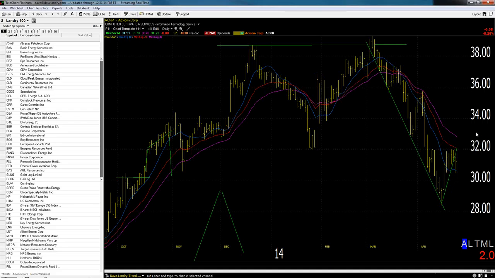ACXM. The question is, is a 3-point stop wide enough? You wanted to get above which highs? Yeah, I mean, this is a fairly volatile stock. Not super volatile, but 3 points, meh. I mean, you're up here a little bit. That seems plausible to me.